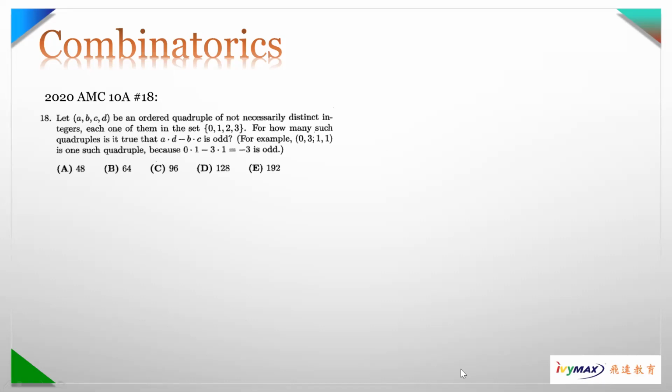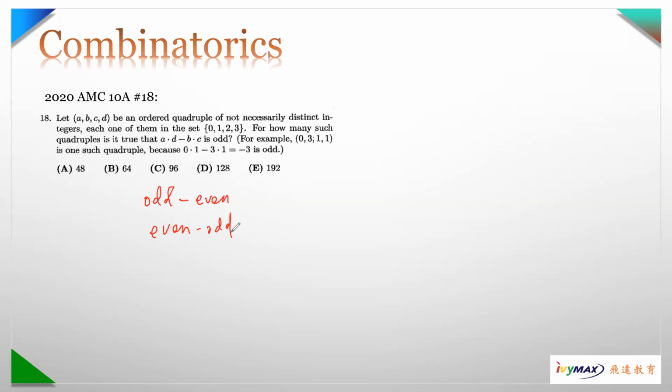first of all, A, B, C, D can only be chosen from 0, 1, 2, 3. And the difference of the products is odd. Well, how can you make the difference odd? There are only two options, right? It can be either odd minus even, or even minus odd. So there are only two ways. I cannot do even minus even or odd minus odd, because the result would be even.